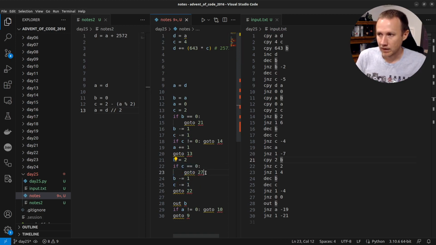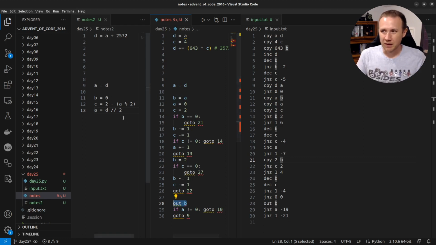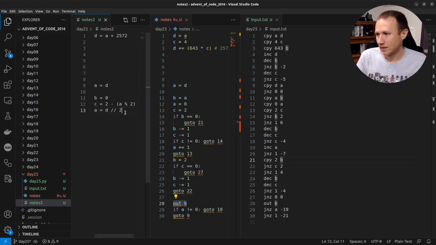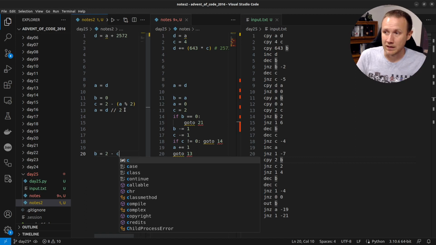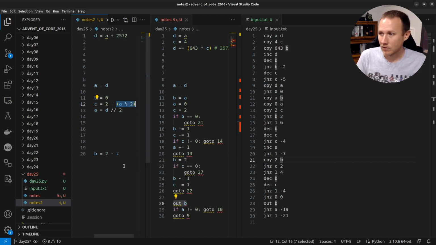And so now this time we have go to 27. So we're out in here and we output B. Effectively what this is doing is it's saying B is equal to 2 minus C. So we can come down here and just say B equals 2 minus C. So effectively B is going to be equal to A mod 2. And that's cool because now what we have is basically the bit of the remainder when we divide it by 2 gives us the low bit in the number. And that's what's getting output.